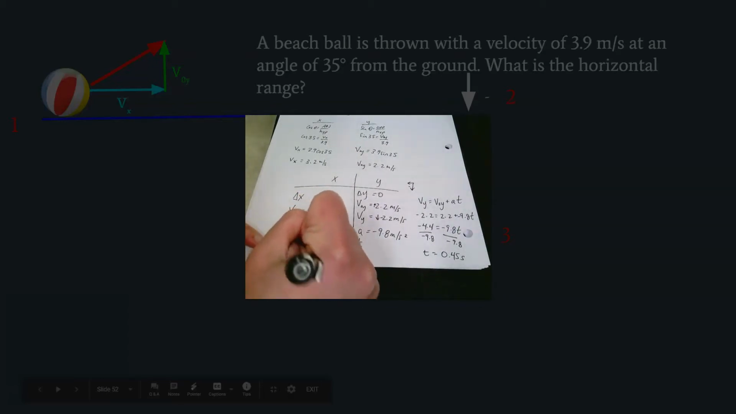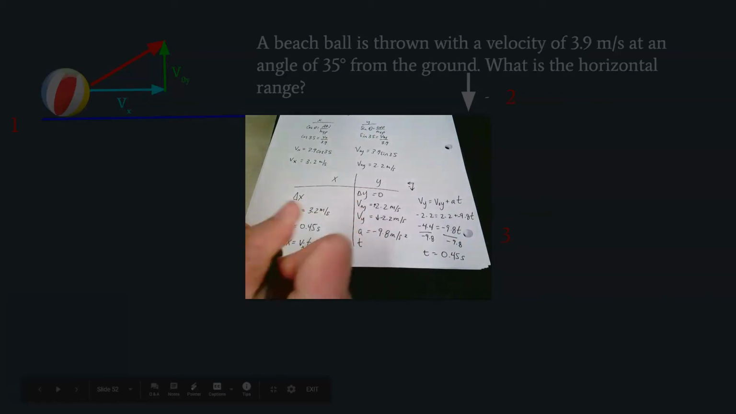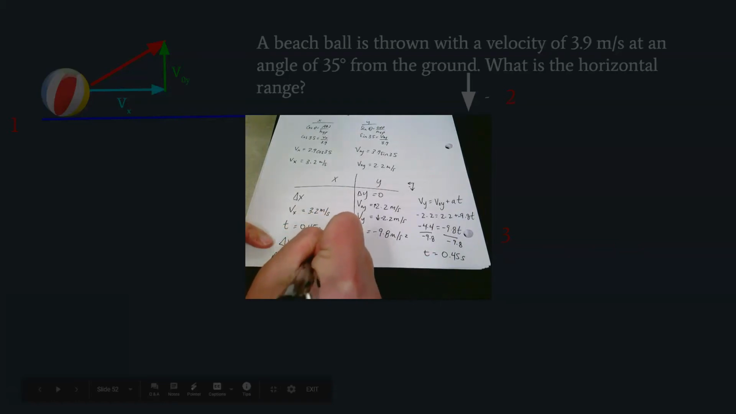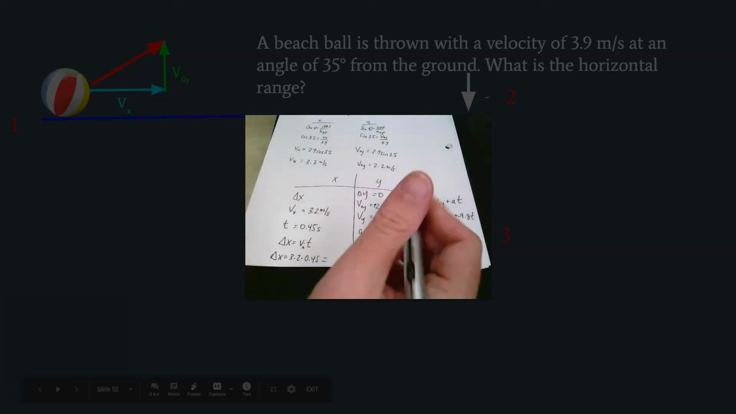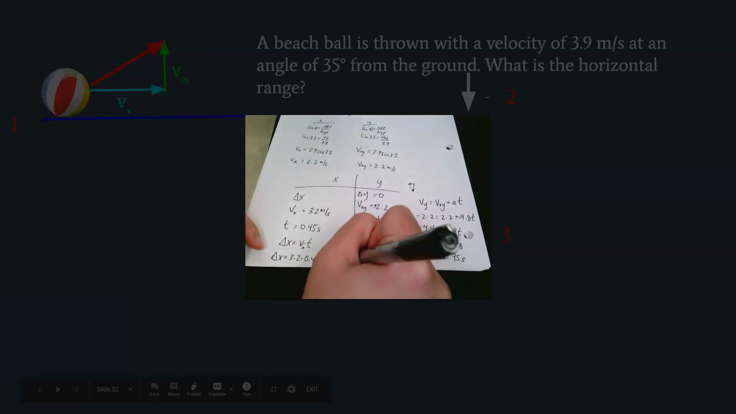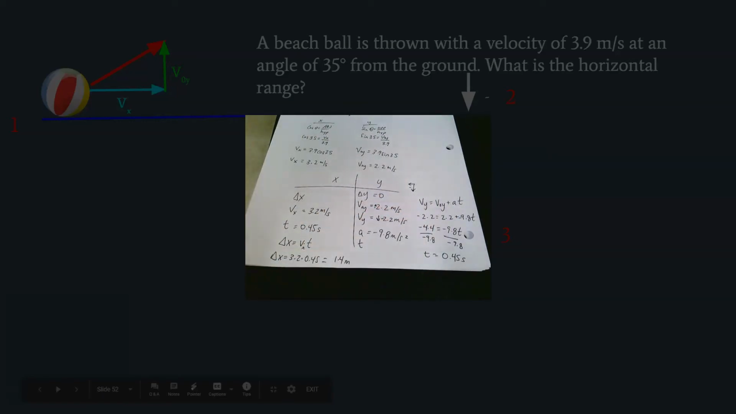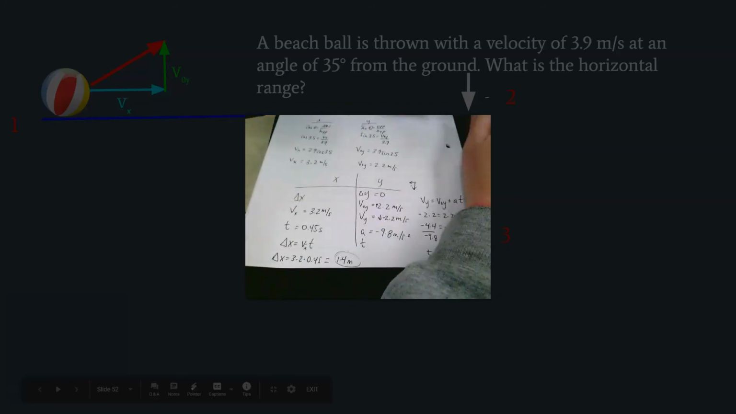I know displacement is equal to velocity times time. Did you see how I skipped that first solving step? That's fine. I'm still starting with an equation in variable form. And I end up with 3.2 times 0.45. I get a displacement of 1.4 meters. Not very far, but I'm not launching it very fast. So that's how you solve projectile motion problems. Now you go try it.